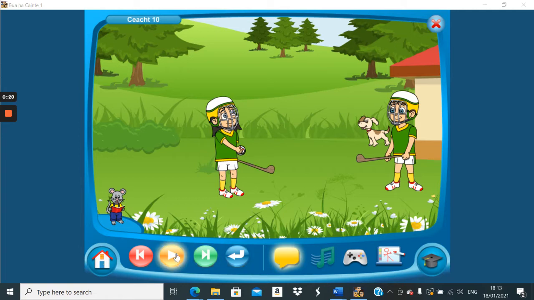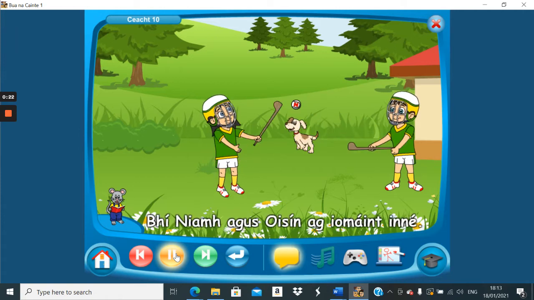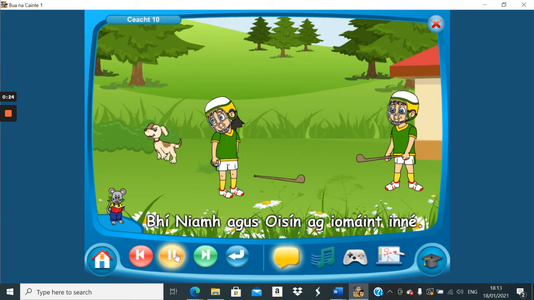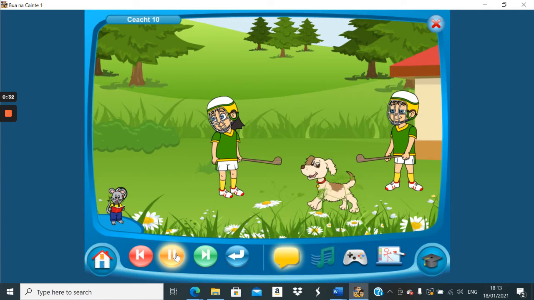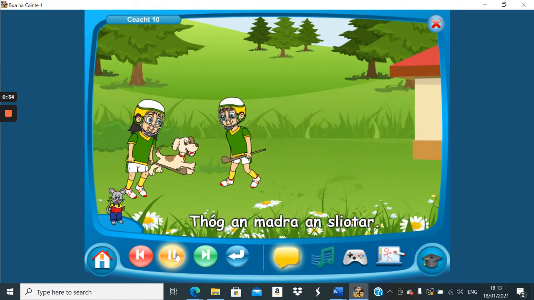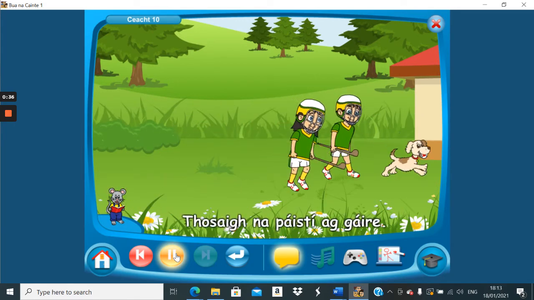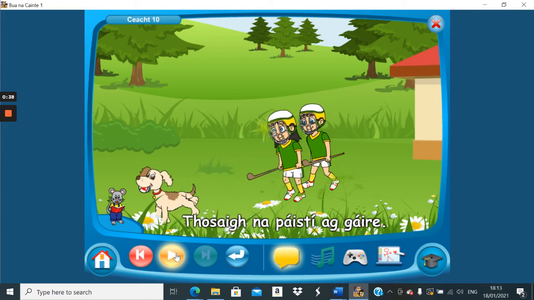Bhí Niamh agus Oisín ag iomaint inné. Bhí cumann aige. Bhí slitter aice. Thóg an madra an slitter. Woof, woof. Thosaigh páistí ag Gaeilge.